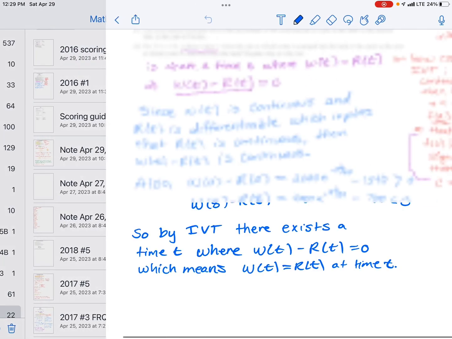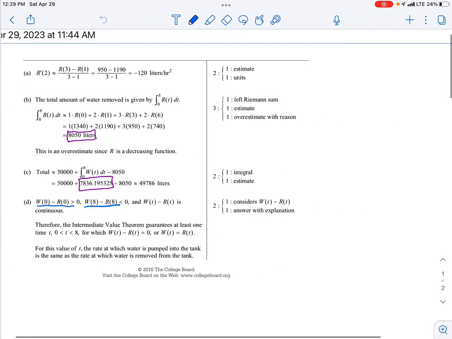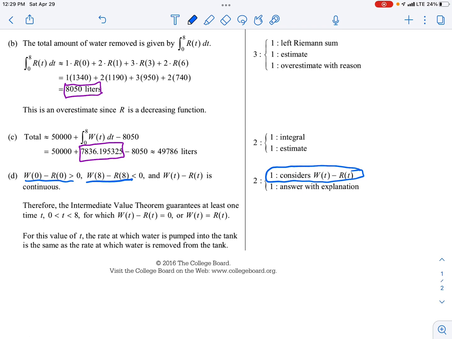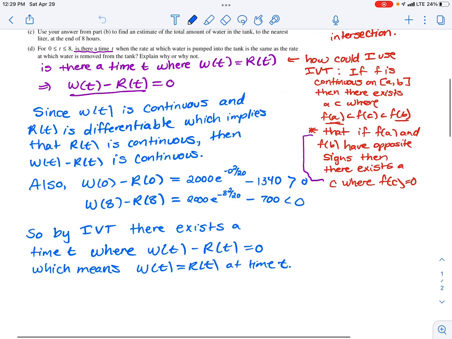It depends on the guidelines each year, but the fact that you considered w of t minus r of t to begin with would give you a point. Most likely, how they grade these is not only considering it, but also explaining why w of t minus r of t is continuous, which is a big part of the exam now. So just the beginning part of this right here would definitely have gotten you a point or two. And then moving from there, showing that they're opposite signs and showing it's by IVT, that would give you the remaining points. However, this is weighted.